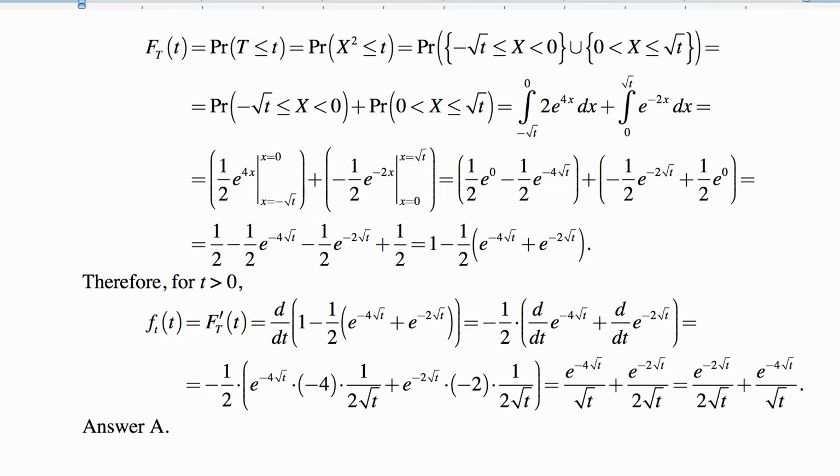So we end up with e to the minus 4 square roots of t over square root of t, plus e to the minus 2 square roots of t divided by 2 square roots of t. If we change the order, that's e to the minus 2 square roots of t over 2 square root of t, plus e to the minus 4 times square root of t over square root of t, and that's exactly answer A.